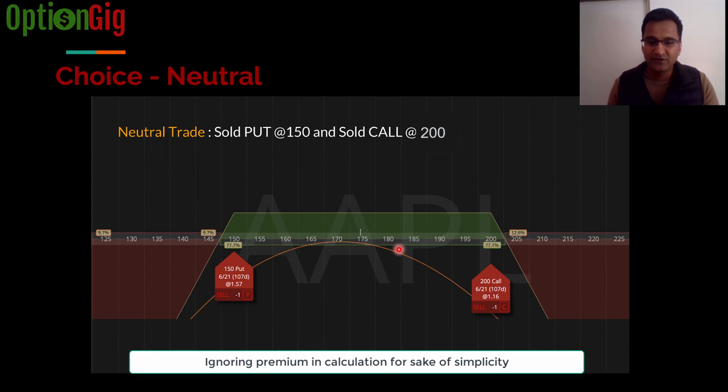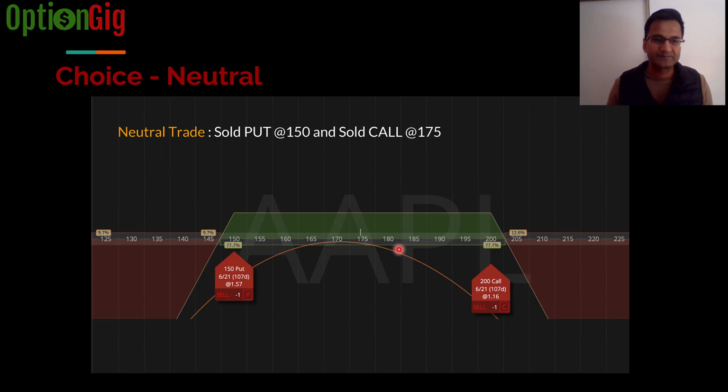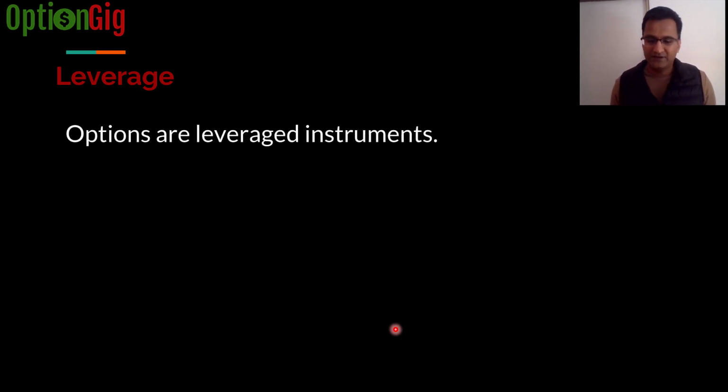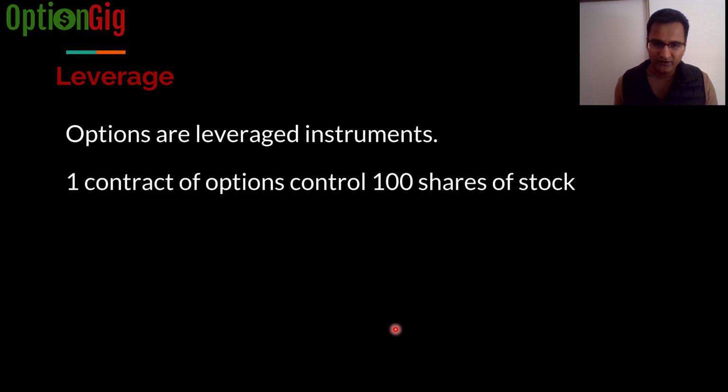So if you notice, options literally provide us options to create different types of trades based on our thinking about how the stock price is going to behave. Now let's look at the second part, which is leverage and how options provide us with leverage. So options are leveraged instruments. One contract of option will control 100 shares of the underlying stock.